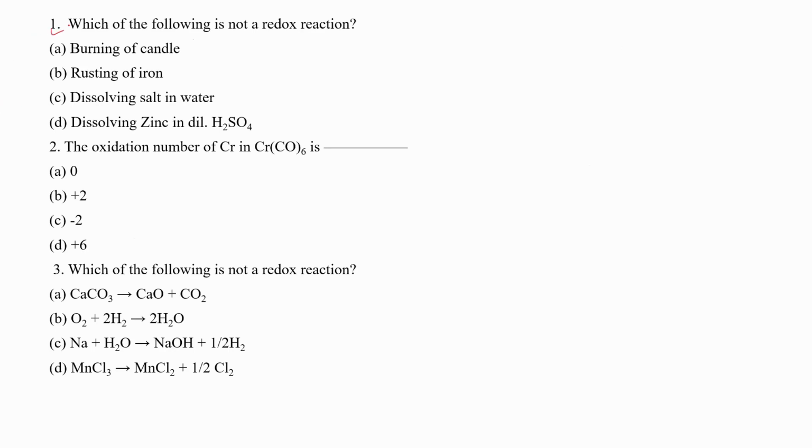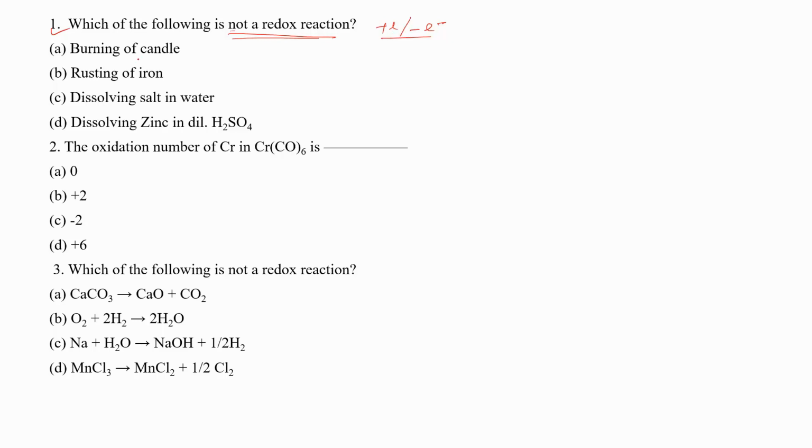So the first question is, which of the following is not a redox reaction? So what is a redox reaction? Redox reactions mean gain of electron and loss of electron. That means two reactions happen: an oxidation reaction and a reduction reaction.